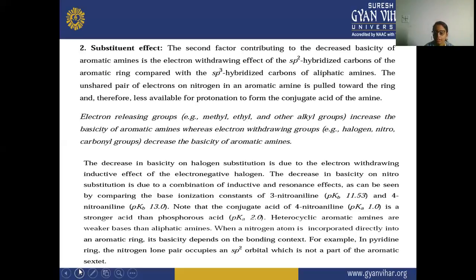and therefore these electrons are not readily available for protonation to form the conjugate acid of the amine.